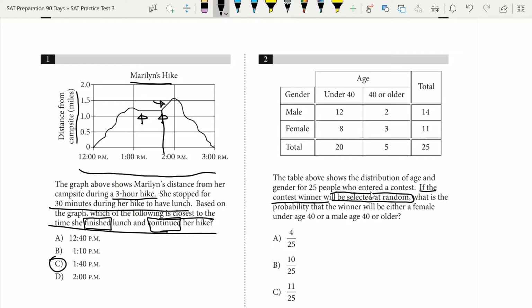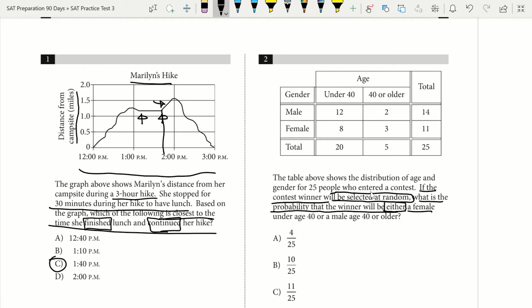So here we're told that it's going to be at random. Then we're told, what is the probability that the winner will be either. Okay, so this is big as well. Pay attention to words like either when you're asked a question. It can be either, it can be or. Pay attention to the difference, right? It can be either, it can be or, it could be both, anything like that, pay attention to.